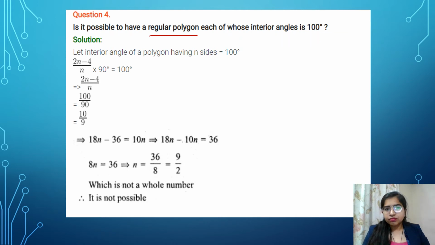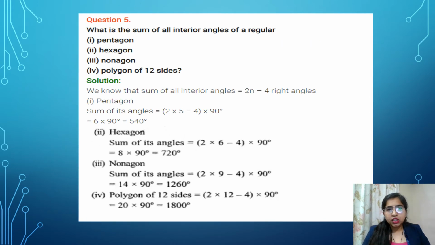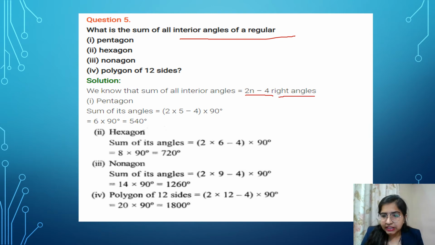Clear, all of you? So the next slide is: what is the sum of all interior angles of a regular pentagon, hexagon, nonagon, and polygon of 12 sides? So students, in this also you have to learn one formula once again. If you want to find the sum of interior angles, the formula is (2n minus 4) into 90. Into 90 means right angles. You have to put this formula. (2n minus 4) into 90 is the formula to find the sum of all interior angles.